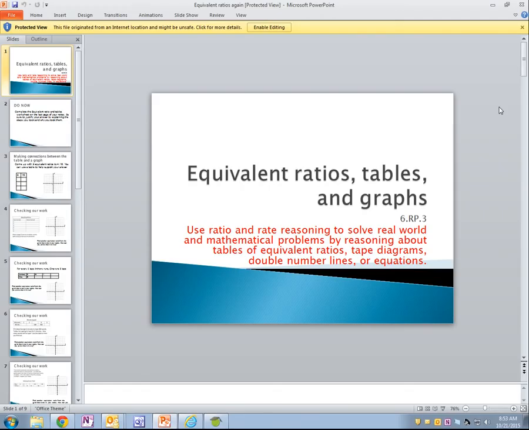No, that's just reinforcing your, oops. There we go. That is reinforcing your equivalent fractions.